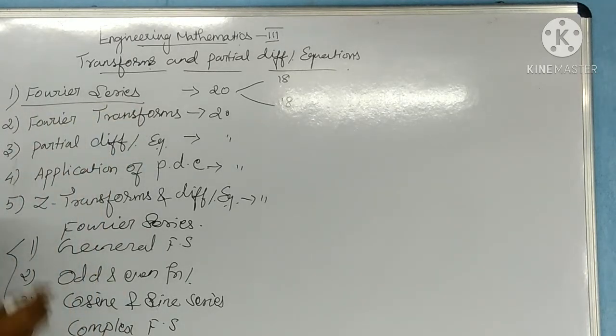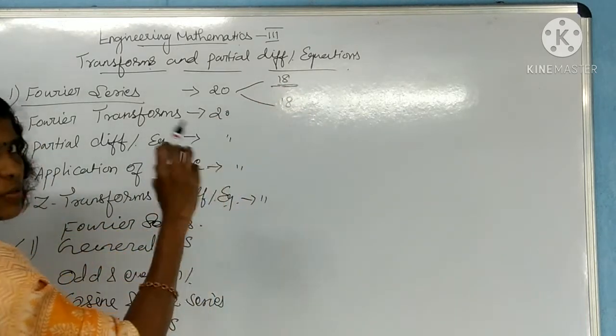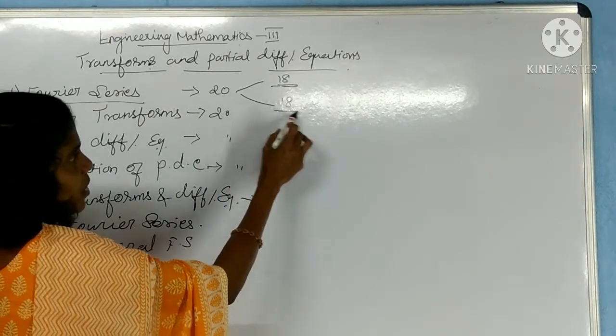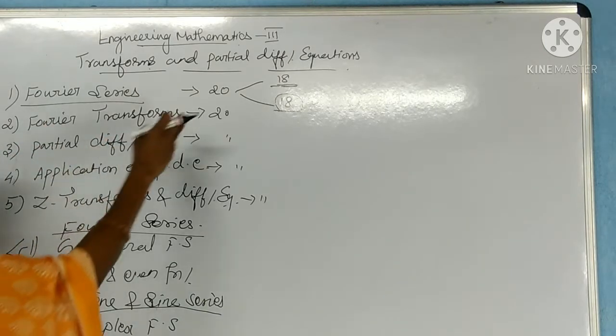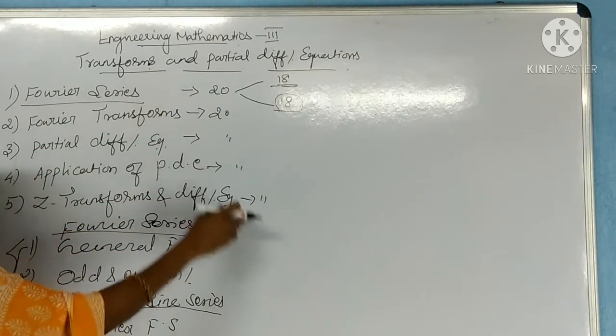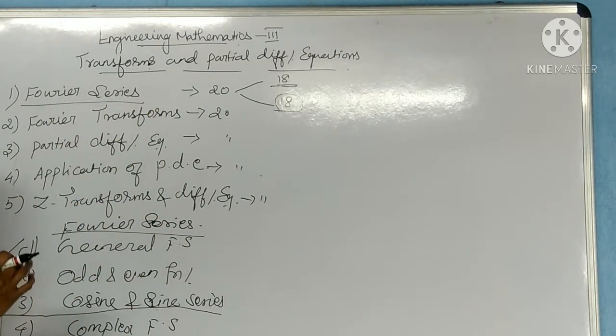Now in this Fourier series, every unit has a first half and a second half. The first half has marks allocated for the question, and the second part has the same. Here in all units, every unit has the same marks, that is 20 marks, totally 100 marks allocated. So for now we take only the first unit, Fourier series. Fourier series has 6 chapters: general Fourier series, odd and even functions, cosine and sine series, complex Fourier series, Parseval's identity, harmonic analysis.